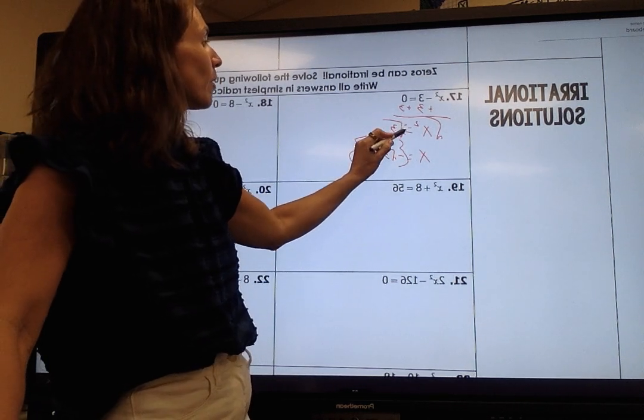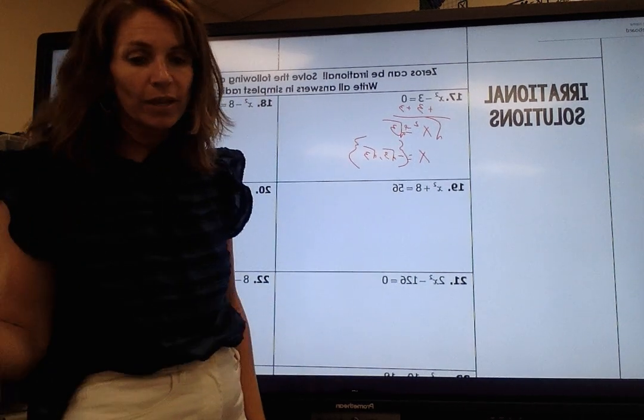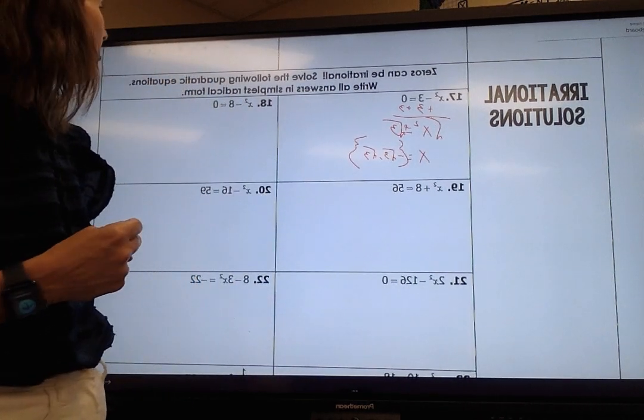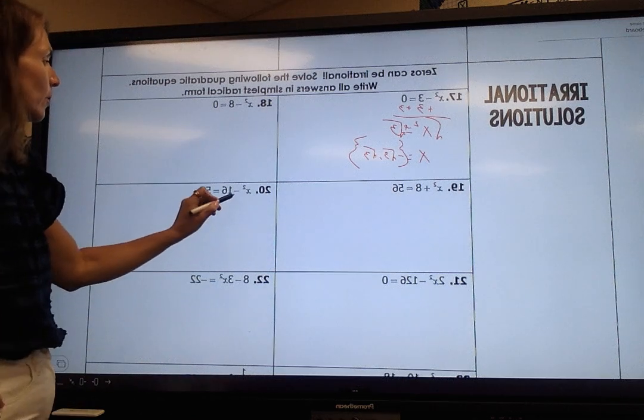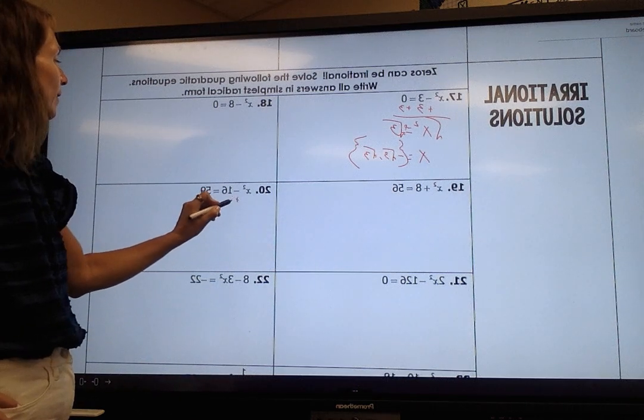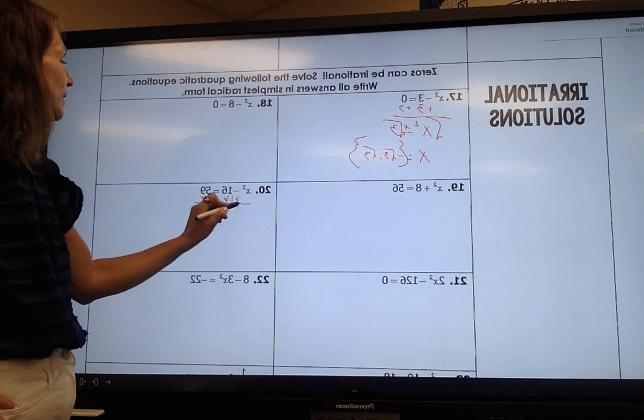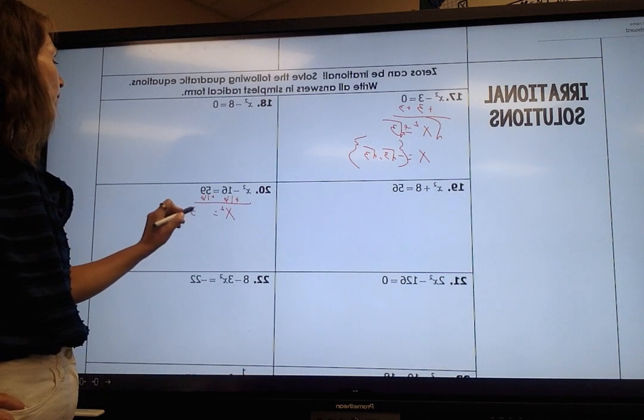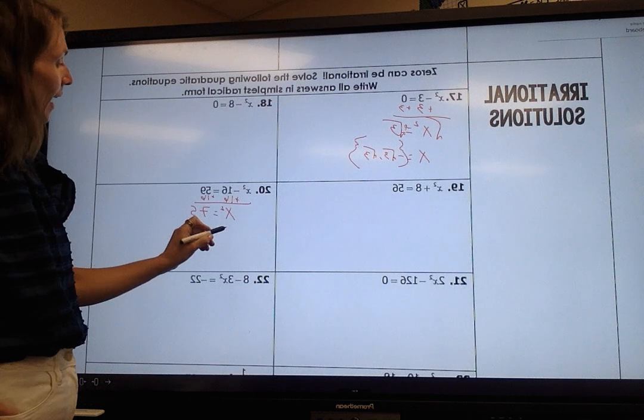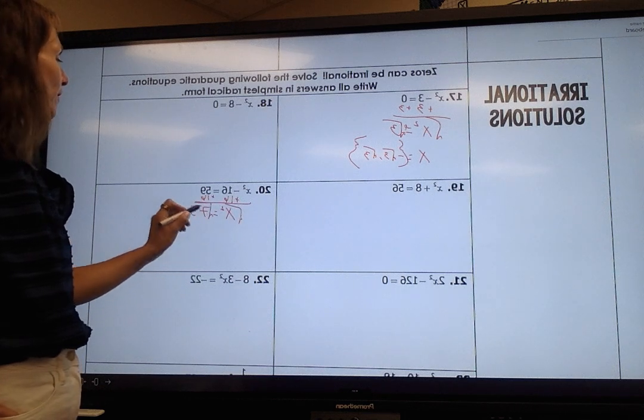So I just keep it there, but it's plus or minus square root of 3. So a negative square root of 3 and a positive square root of 3. Let's take a look at number 20. So I still want to isolate. That doesn't change. So add 16. When I do that, now I take the square root of 75.